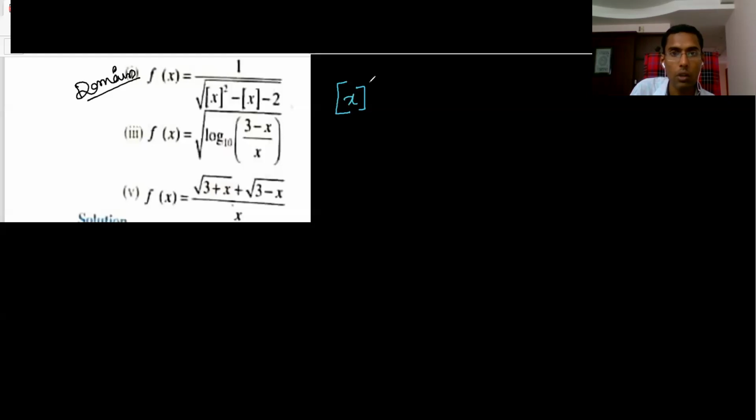This is integral part of x square minus integral part of x minus 2. Because it is under the root, it must be positive, and because it is in the denominator, it cannot be equal to 0. So therefore, only greater than 0. The square root cannot be negative, and the denominator cannot be 0. Therefore, it must be greater than 0. So how do you factorize this one? Let's say bracket x is n: n square minus n minus 2, taking bracket x as n, simple. So n square minus n minus 2 greater than 0.